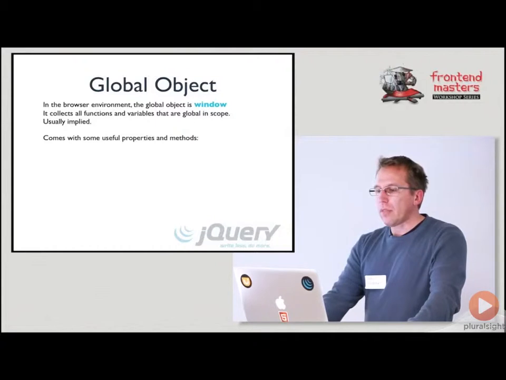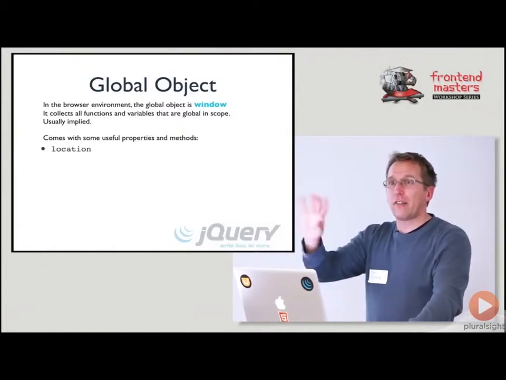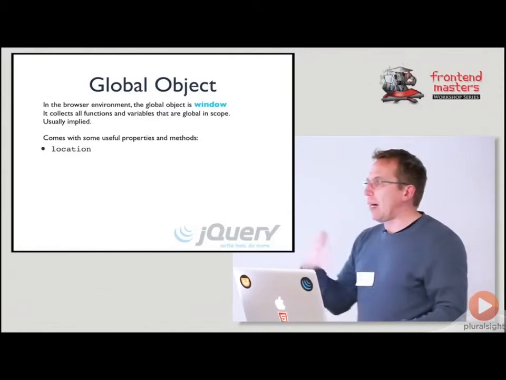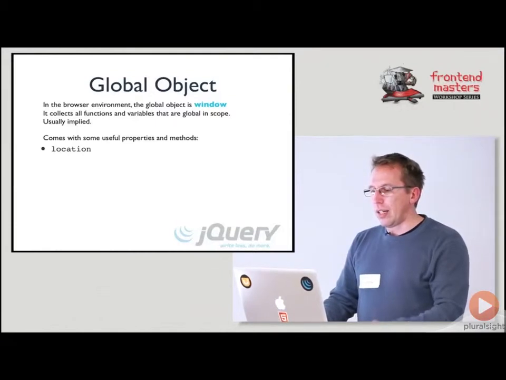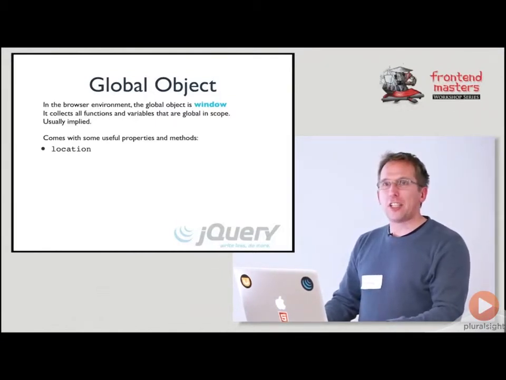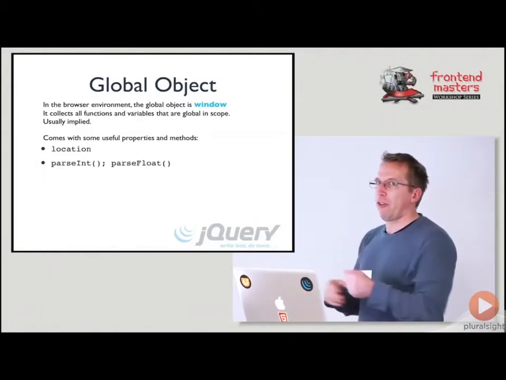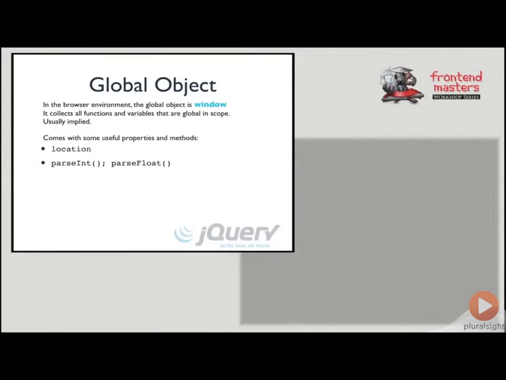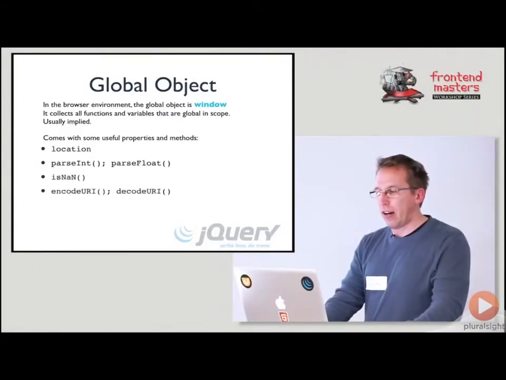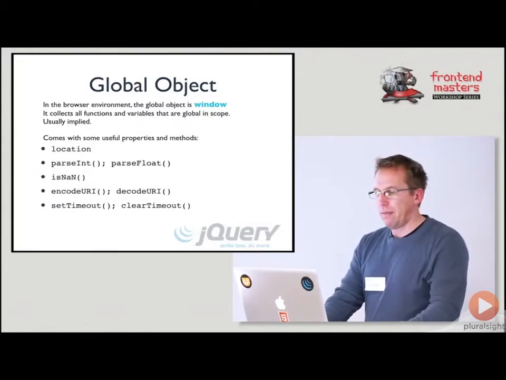I know I've said this a number of times, but if you don't declare your variable, if you don't start it with var, it becomes a property of the window object. Right? So it comes with some useful properties and methods. window.location is an object that has the href or the pathname or the hostname. ParseInt, parseFloat, isNaN, encodeURI, decodeURI, setTimeout, clearTimeout, setInterval, a bunch of others.